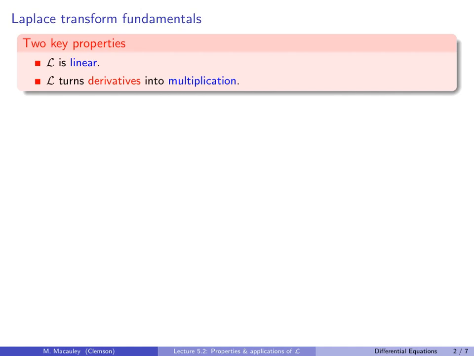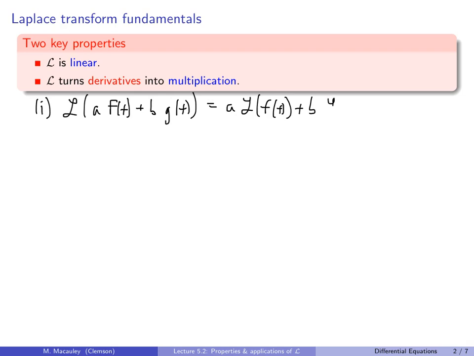So the first one is that the Laplace Transform is linear, and so what do I mean by that? Let me call this property 1. That means that the Laplace Transform of a times f of t plus b times g of t is a times the Laplace transform of f of t plus b times the Laplace transform of g of t.